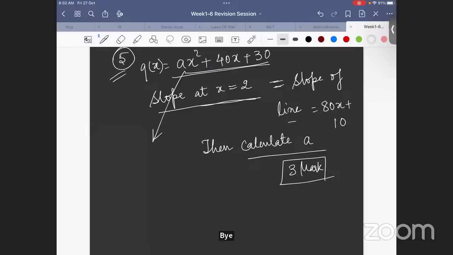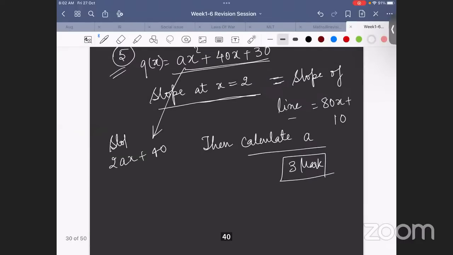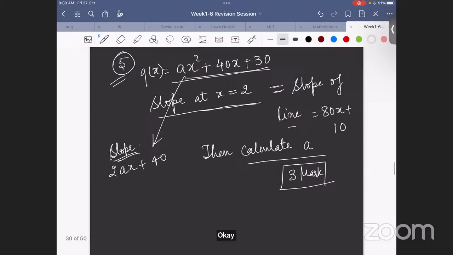By differentiation. 2ax plus b. What is the value of b in this equation? 40. Okay, this is the slope. Then put x is equal to 2. X is given as 2.